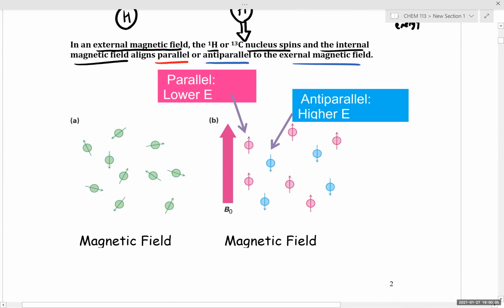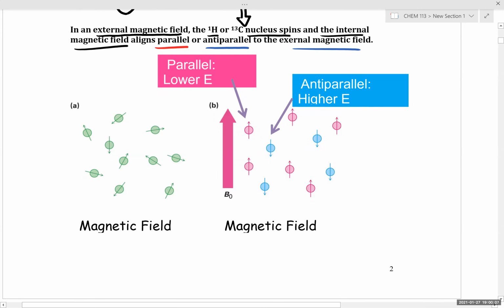The A side just represents no external field, while the B side represents what happens to our system when we have an external magnetic field.